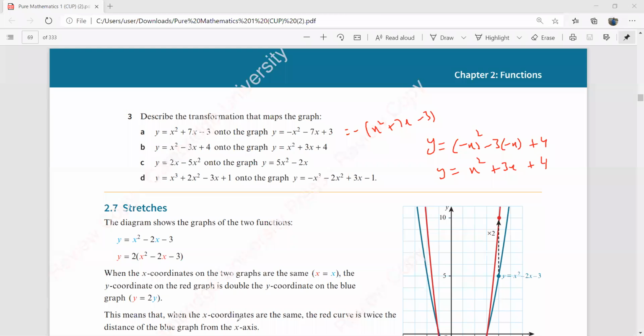Reflection in the x-axis. Very good. And then we have here Iza Ashraf, can you tell us about the D part? Reflection in the x-axis. Very good. So that means the reflection part is clear to you. In the next segment, I'll tell you about translations. Thank you very much.